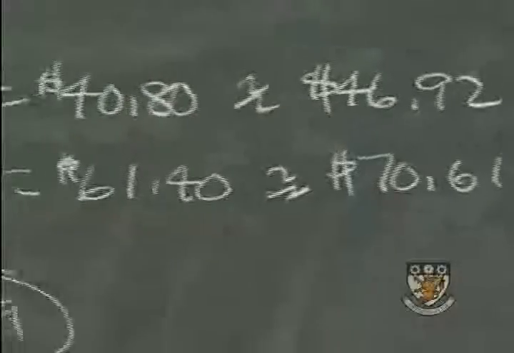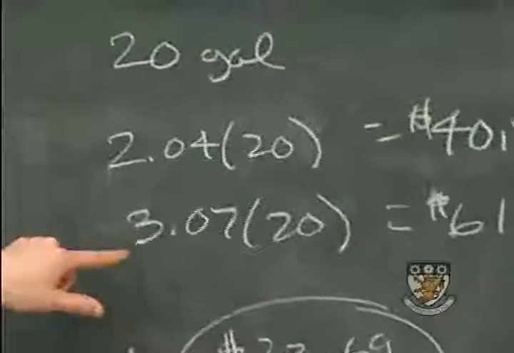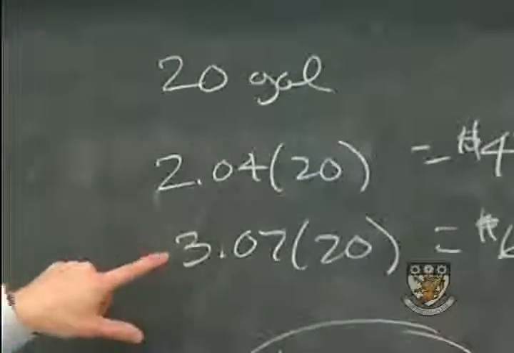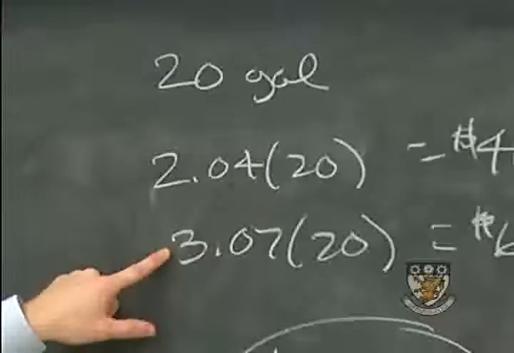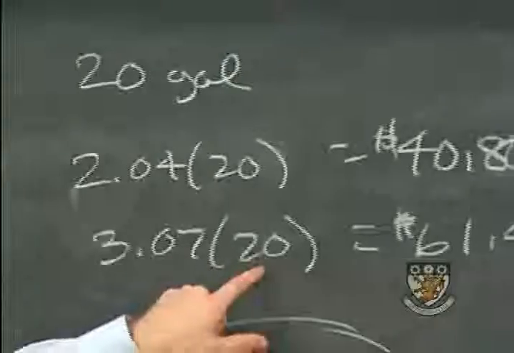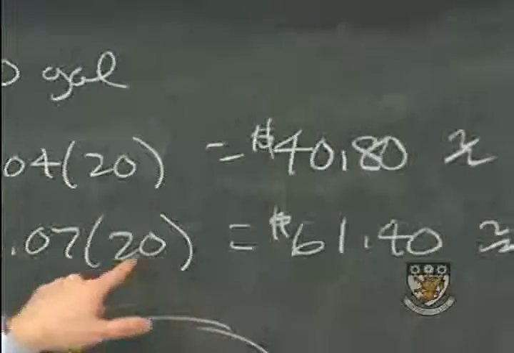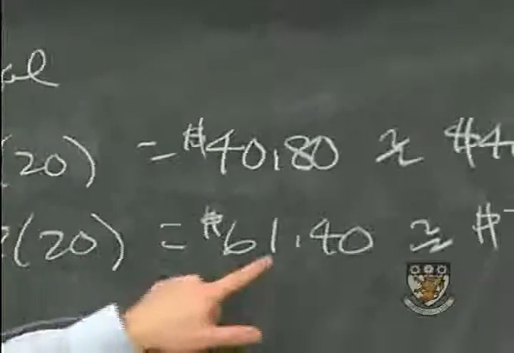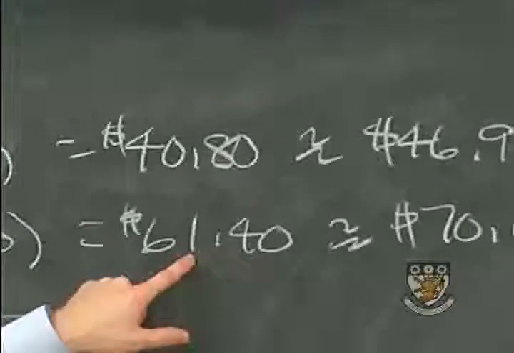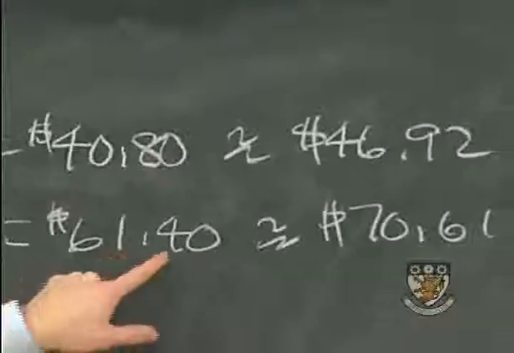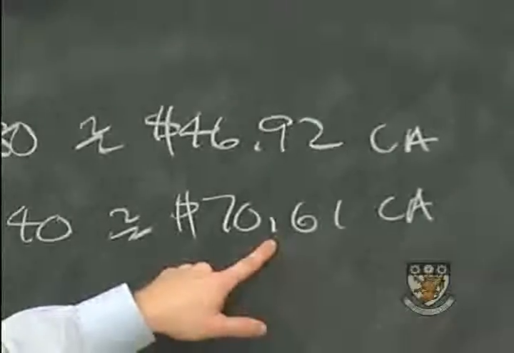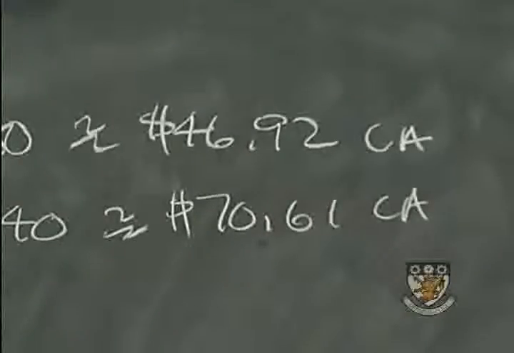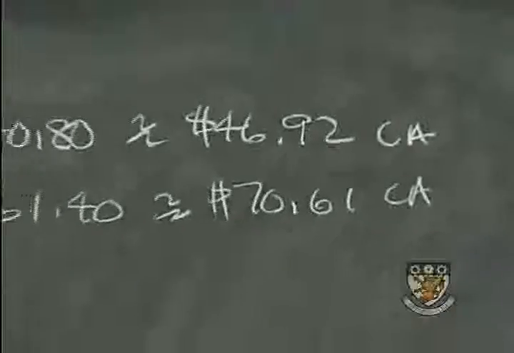Using the gas prices that particular morning in Canada, it was the equivalent of $3.07 per gallon in the States. Buying that same 20 gallons of gas, it was $61.40 U.S. Canadian was $70.61. So you can see here, was it worth your while to actually purchase gas in the States?